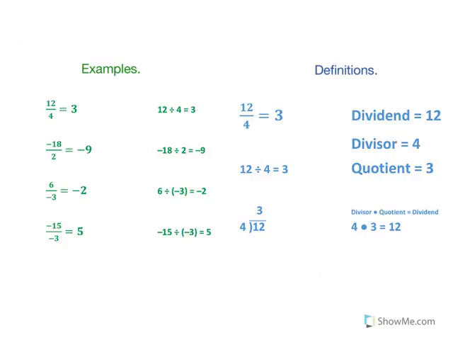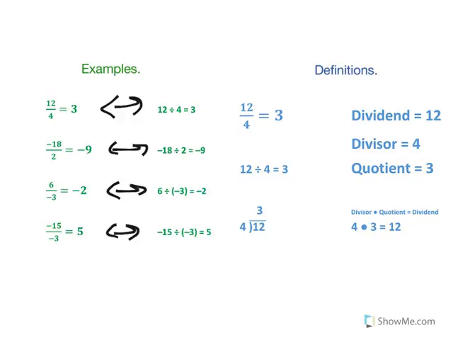All right. So here's some examples. 12 divided by 4, a positive divided by a positive is a positive, and you can see it two different ways, linear or up and down like a fraction here. A negative divided by a positive is a negative. Both of these are the same, and both of these are the same. 6 divided by negative 3 is negative 2. And a negative divided by a negative is a positive, so negative 15 divided by negative 3 is 5.